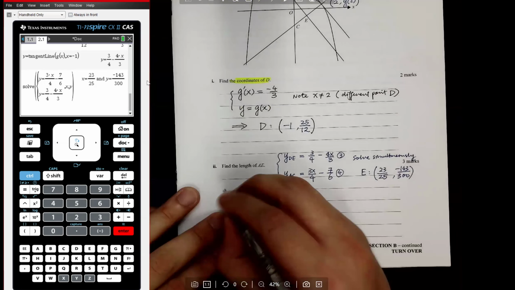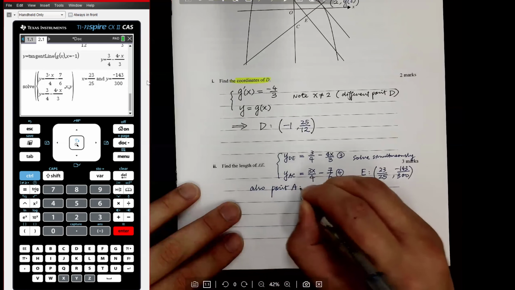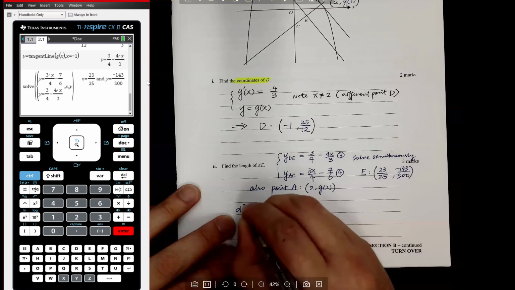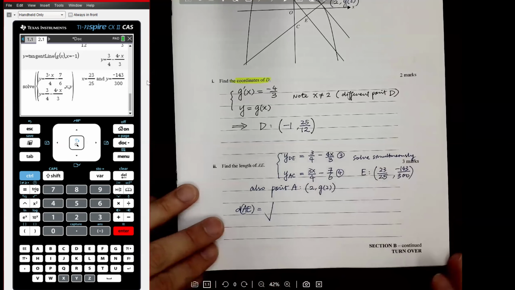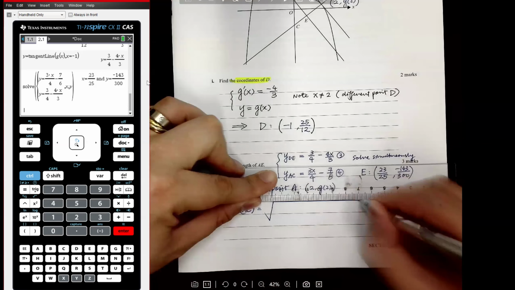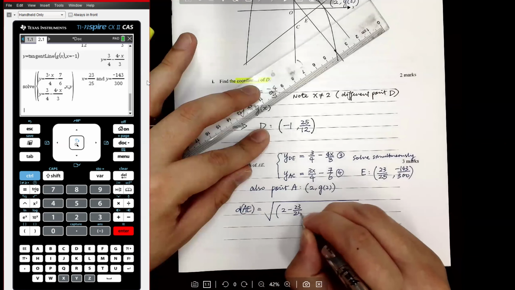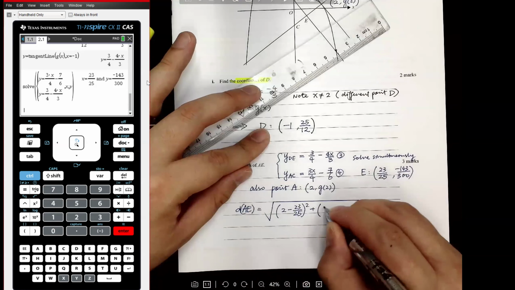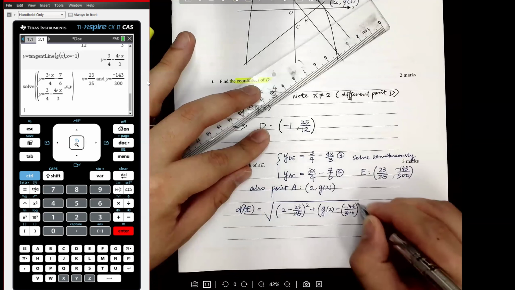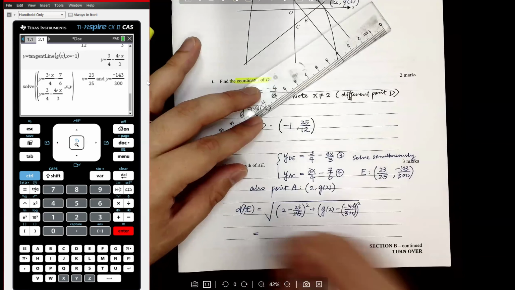So also point E, point A is 2 comma g of 2. So the distance of AE is just Pythagoras. Therefore, x2 minus x1 squared and y2 minus y1 squared. We say 2 minus 23 over 25, bracket squared, plus g of 2 subtracting negative 143 divided by 300, squared. And then we can just calculate the answer.